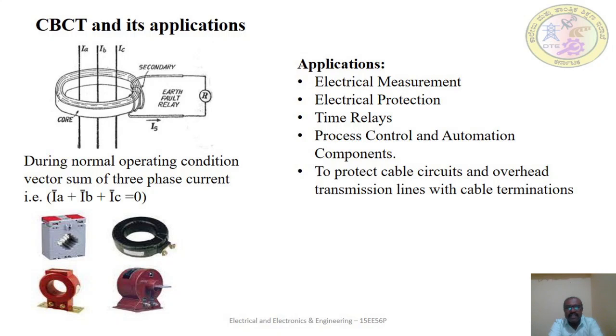The core balance CT is normally mounted over a cable at a point close to the cable gland on the switchgear. In case the cable is already laid in a switchgear, a physically split core, known as split-over type CT, can be used. The application will be used in electrical measurements, electrical protection, time relays, process control, and automation components to protect the cable circuits and overhead transmission lines with cable termination.